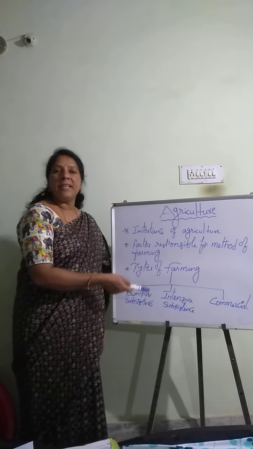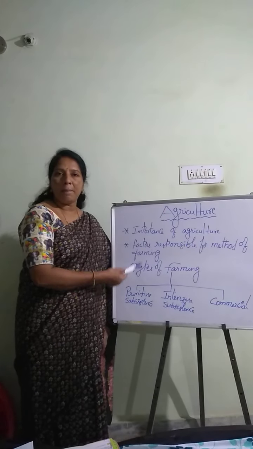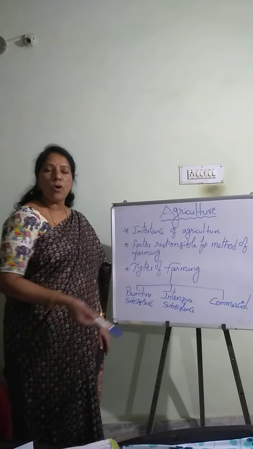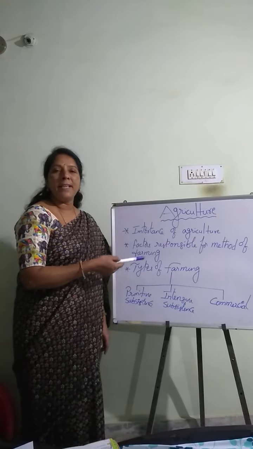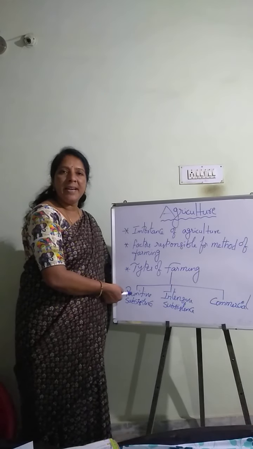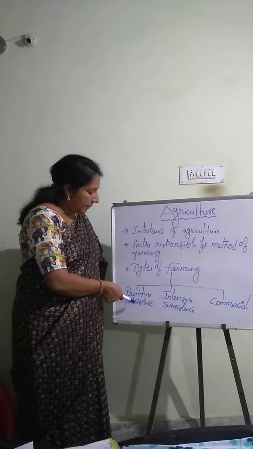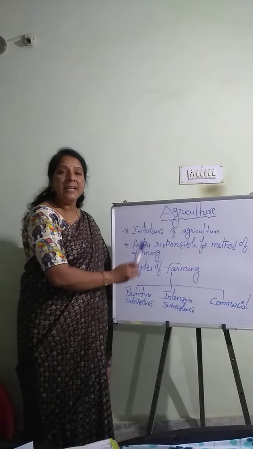And this is called by different names in different areas. In Andhra Pradesh, they call it podu or penda cultivation. In Sweden, it is called jhum cultivation or slash and burn agriculture. And in Mexico, it is called milpa, and even in Central America. They call it by different names in different areas. And this cannot be practiced in all areas because it cannot meet our needs properly.